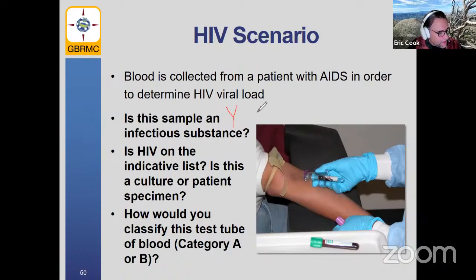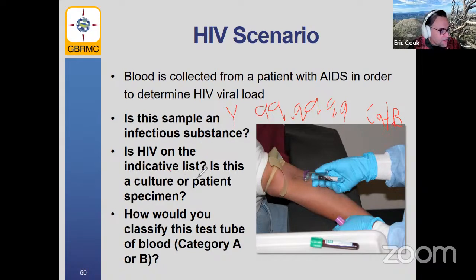Remember that 99.9999% of all infectious substances are category B. So just because it is infectious does not put it in category A.